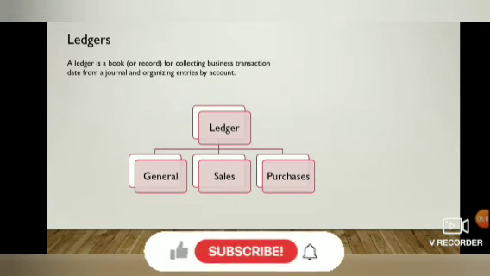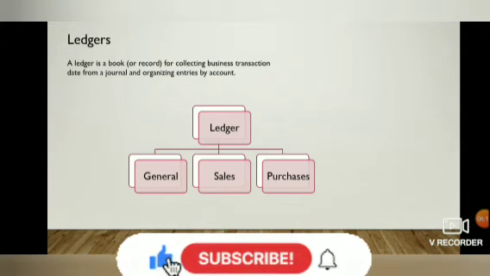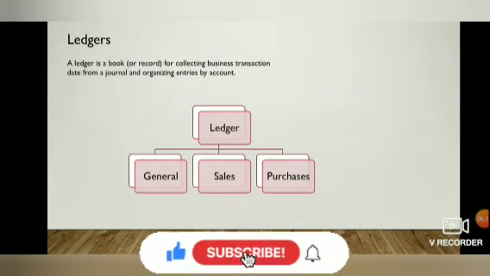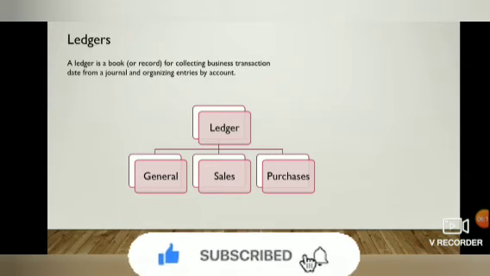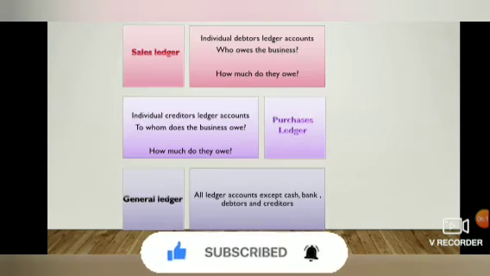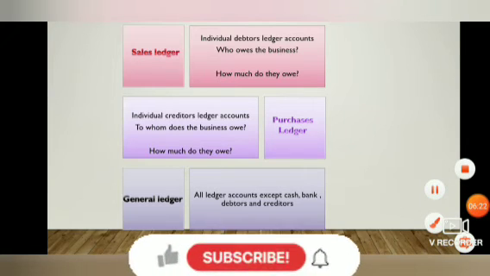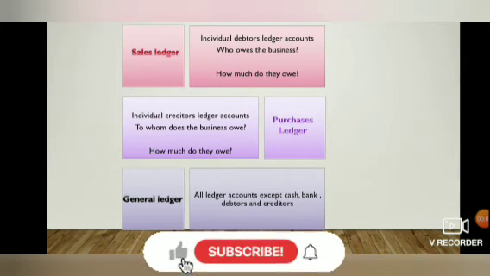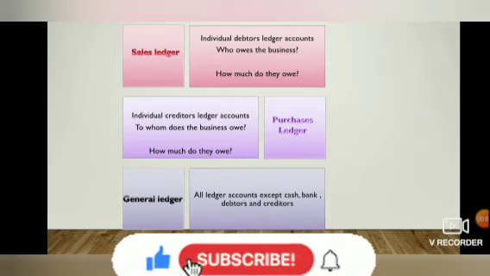So with that, books of prime entry being used to record those transactions, now you need to put them in individual accounts. To put them in individual accounts, we make use of something called a ledger. When we talk of the ledger, we actually have three main types of ledger.